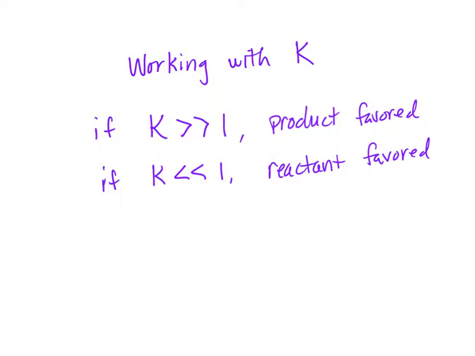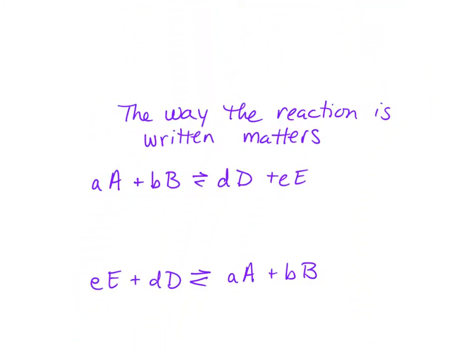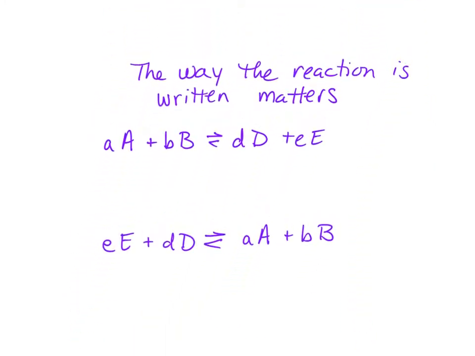Or if you want left and right, the equilibrium lies to the left, and so it lies on the reactant side of the arrow. When we're looking at equilibrium constants, the way the reaction is written matters.